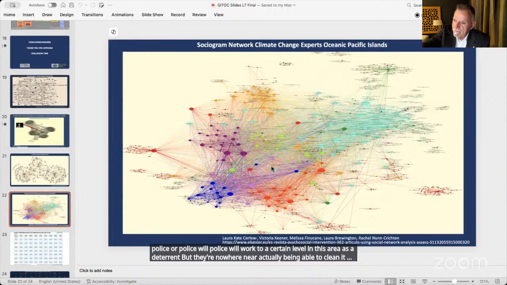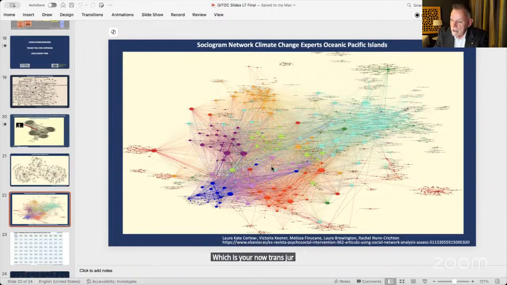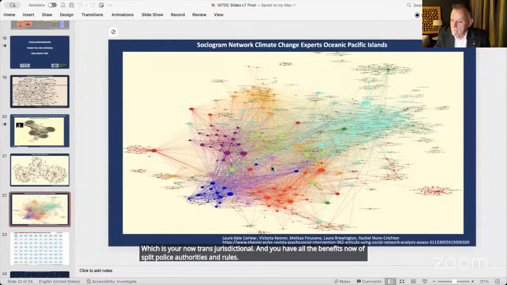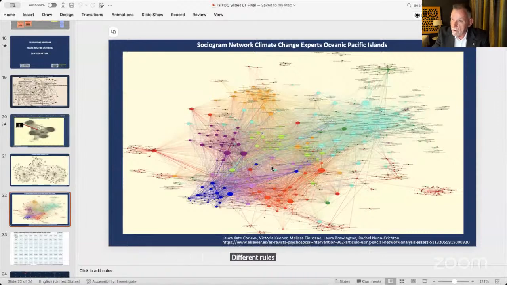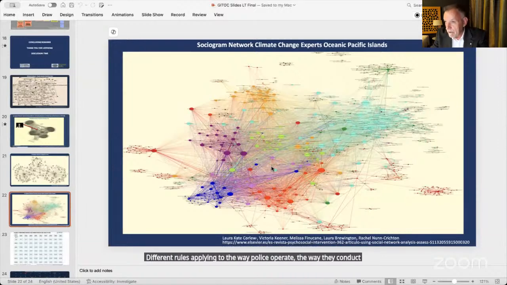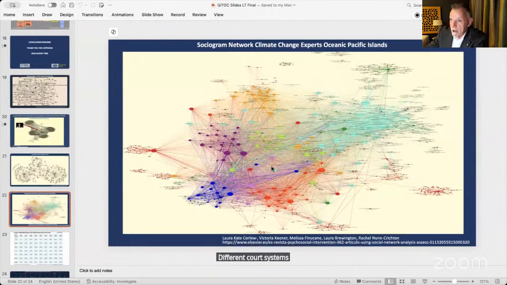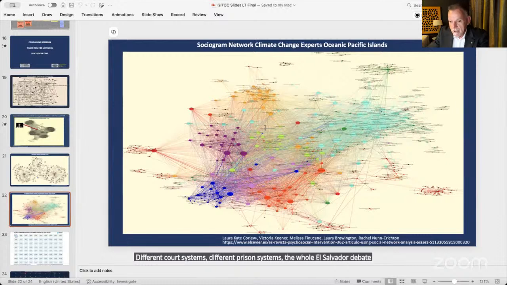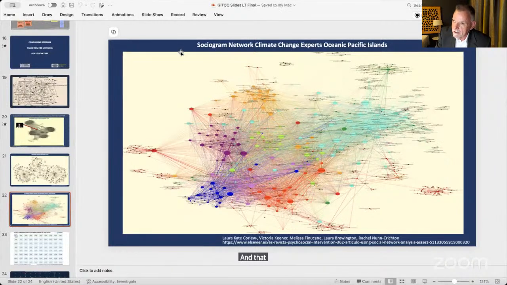And these offenders, when you get into transnational crime, have one additional advantage that every other crook in the world doesn't have, which is you're now trans-jurisdictional, and you have all the benefits now of split police authorities and rules, different rules applying to the way police operate, the way they conduct investigations, how evidence is handled, different court systems, different prison systems, the whole El Salvador debate in the media at the moment. Those things exist right across the world. You are now playing in between them, and that becomes a real challenge to work.